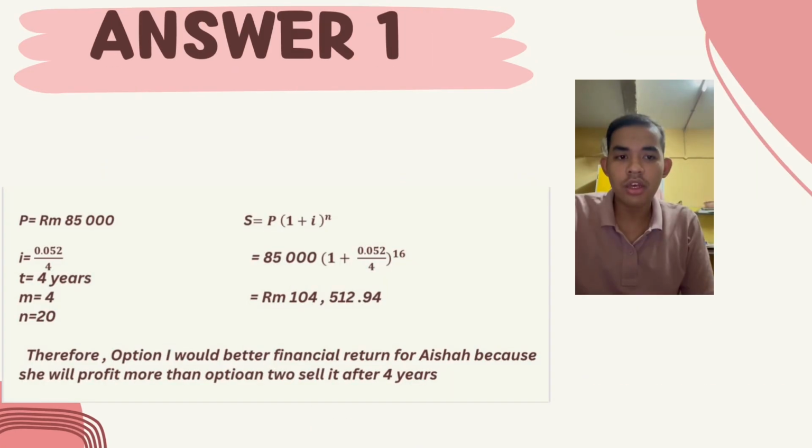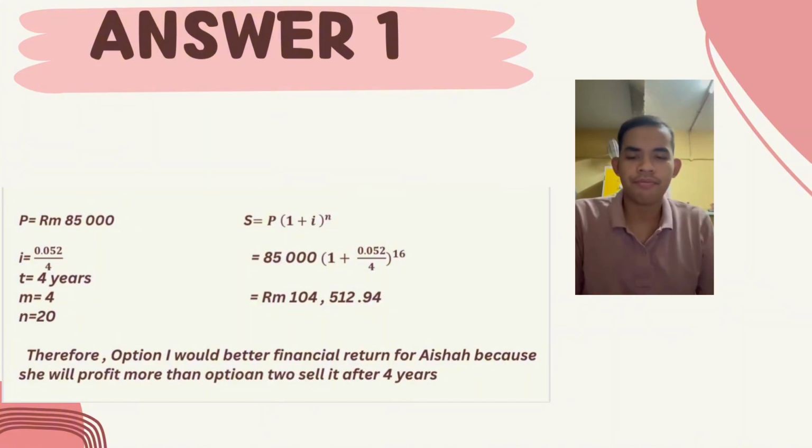A future value of RM104,512.94. Based on the two options, therefore, option 1 will provide a better financial return for Aisha because she will profit more than option 2 if she sells it after 4 years.